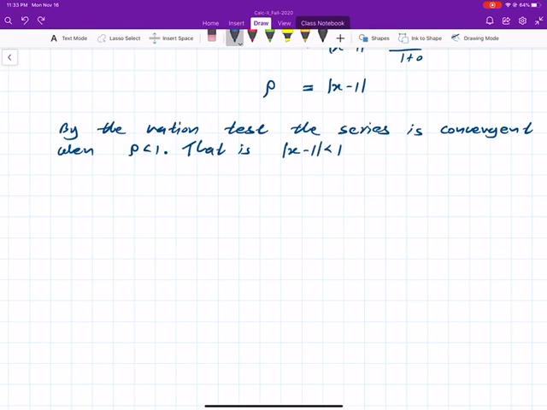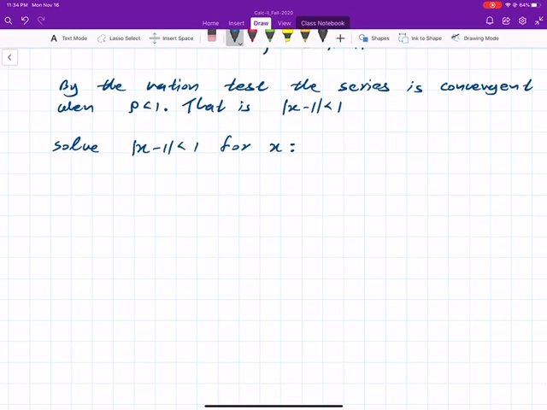Before that, let me write this statement: solve for x. That's what I'm going to do. I'm going to consider two cases. Case 1, where x minus 1 is positive. If this interior is positive, then you can simply drop the absolute sign. The absolute value of x minus 1 is simply x minus 1.